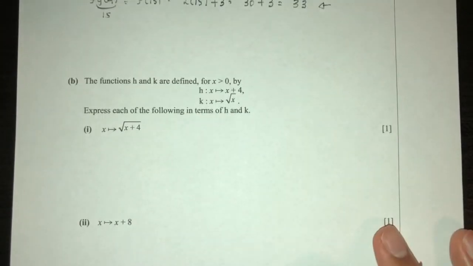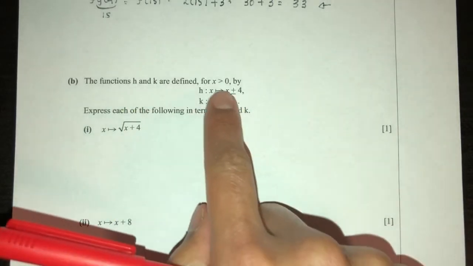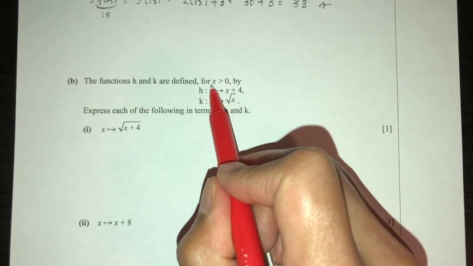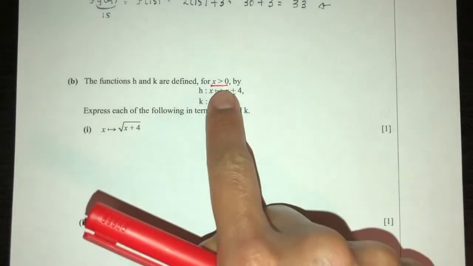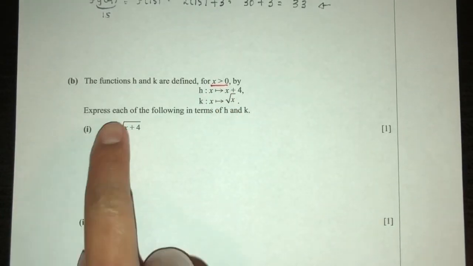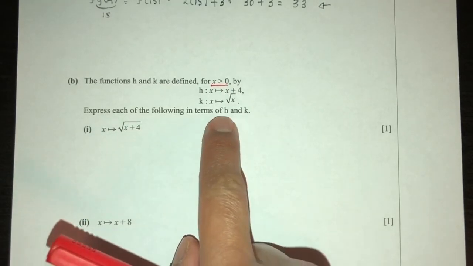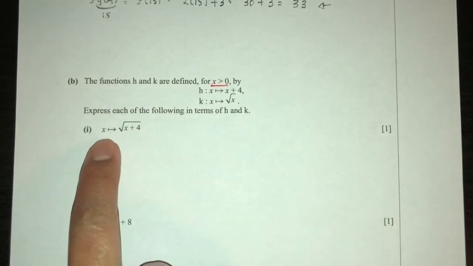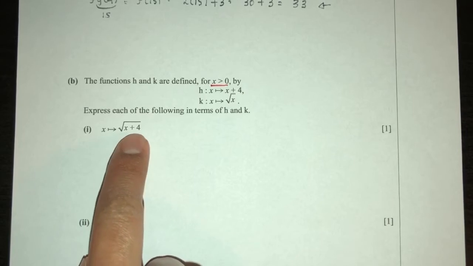Now for part B, the functions h and k are defined for this domain where x is more than 0. Then we have these two defined for h of x and k of x. Now express each of the following in terms of h and k. The first one is we have root of x plus 4.